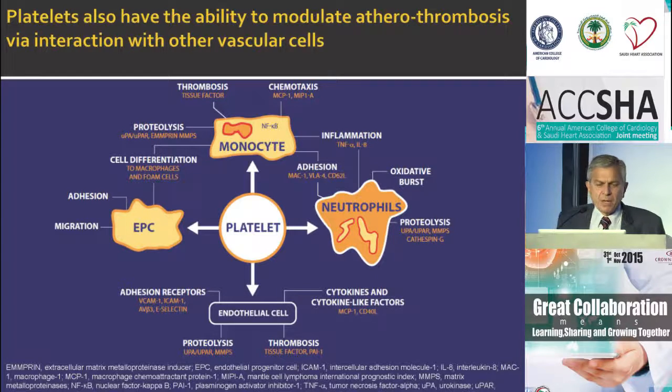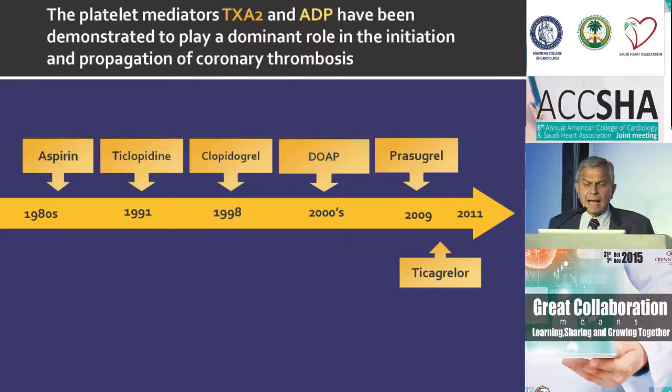So that's why there was a lot of research that has focused on how to inhibit the platelets. The platelet mediators, thromboxane A2 and ADP, have been demonstrated to play a dominant role in the initiation and propagation of coronary thrombosis. And over time, there have been a lot of medications that have been studied. Ticlopidine was an old friend that didn't last long because of its effect on neutropenia. Clopidogrel is still a good friend. We've learned about dual antiplatelet therapy in the early 2000s after the CURE trial from Salim Yusuf, and then prasugrel and ticagrelor came on board.